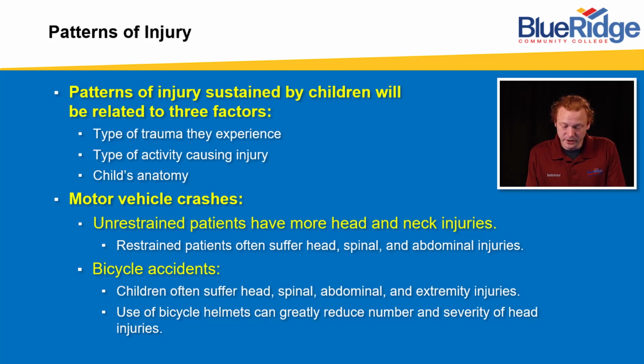Use of bicycle helmets can greatly reduce the number and severity of head injuries. Also, another thing with bicycle accidents is impalement. A lot of the rubber grips on the handlebars, the ends, get torn off from children throwing the bikes on the ground and getting them rubbed, and they actually become little hollow, sharp metal tubes.